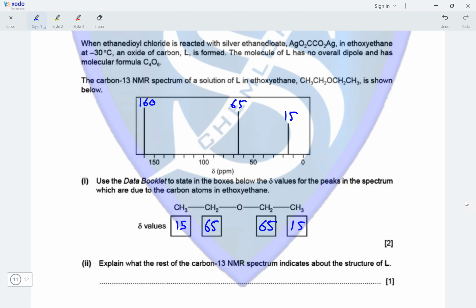Explain what the rest of the carbon-13 NMR spectrum indicates about the structure of L. So the peak is at 160. It identifies that L has only a single carbon environment. That is why it only has a single peak present. So the structure of L is such that only a single environment for carbon is present in it.